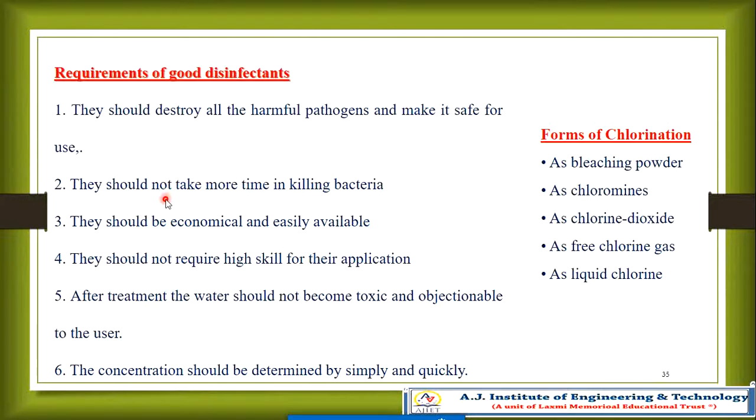They should not take more time to kill the bacteria. That is also very important. Contact time should be very less.